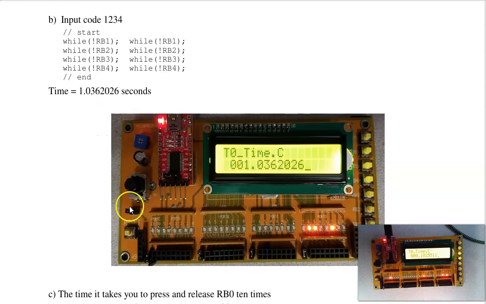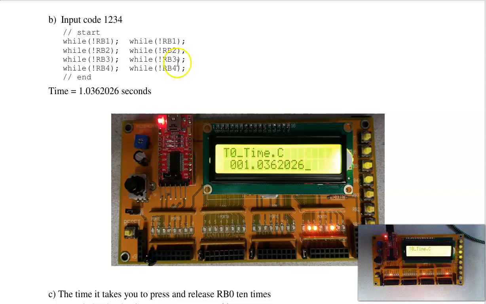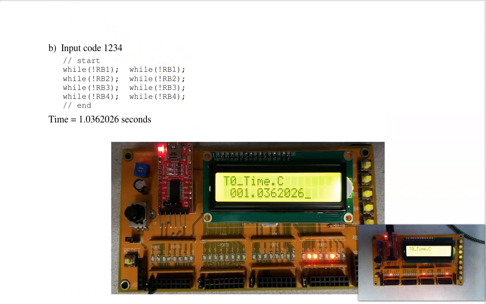Another problem. Let's have a passcode. Passcode is 1234. How long does that take? So here what I'll do, I'll wait until I hit RB0 to start. I'll then wait until I press RB1, 2, 3, and 4. Record the time at the end. Display the difference in times.